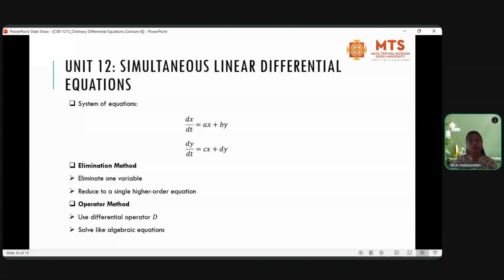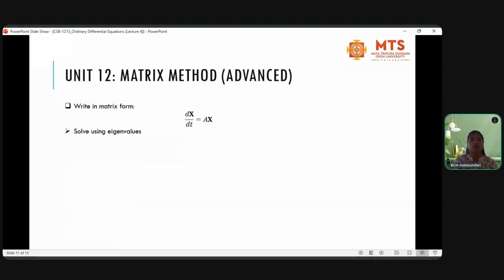Operator method: use the differential operator D and solve like an algebraic equation. Matrix method: advanced, write in matrix form, so dX/dt equals AX. Solve using eigenvalues. When it is the matrix method, eigenvalues are used to solve the problem.